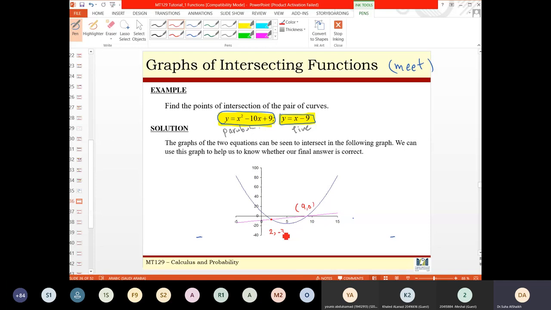You got that? So whenever they want me to meet 2 functions, we apply the first step, letting y equal to y. In step number 2, we will get x. In step number 3, we get y related to this x. And this will give me the points that I have. First, we let y equal to y. We get an equation, we solve it to get the x. Then we get the y that's related to this x. Is that clear?